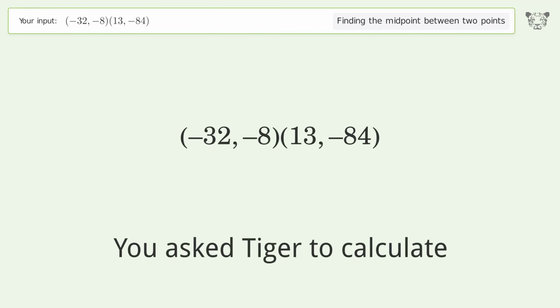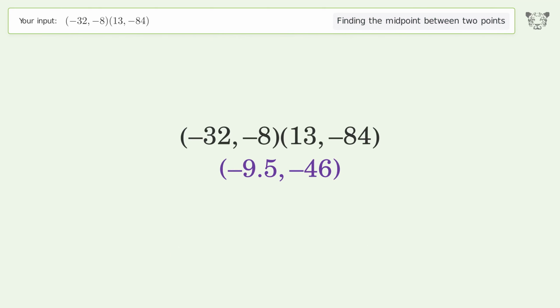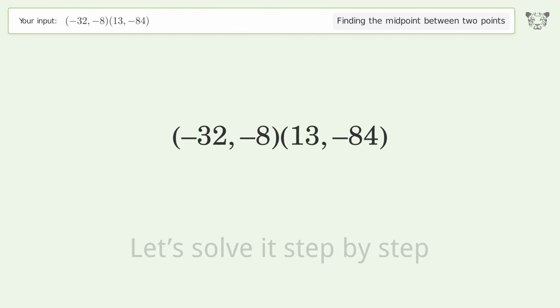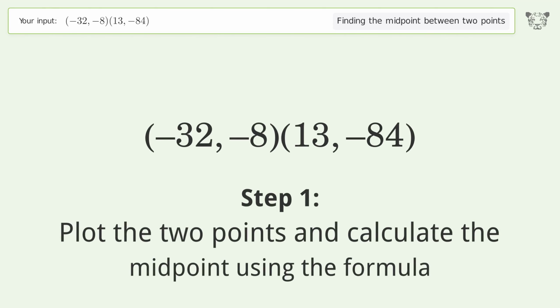You ask Tiger to calculate. This deals with finding the midpoint between 2 points. The midpoint between the 2 points is -9.5, -46. Let's solve it step by step. Plot the 2 points and calculate the midpoint using the formula.